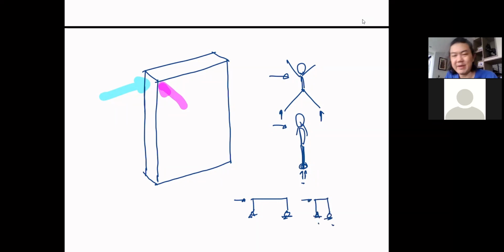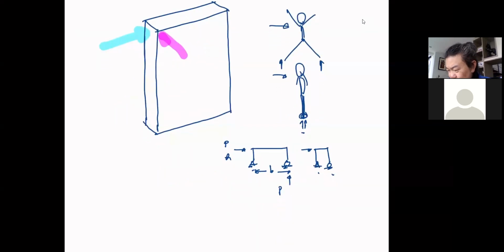The reaction here is going to be a lot larger than this because you don't have the help from the moment arm, right? So let's say this is H, this is P, and this is, say, B. This force here is going to be PH over B, right?